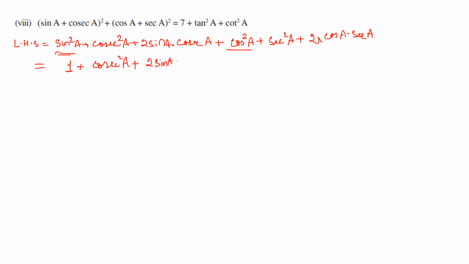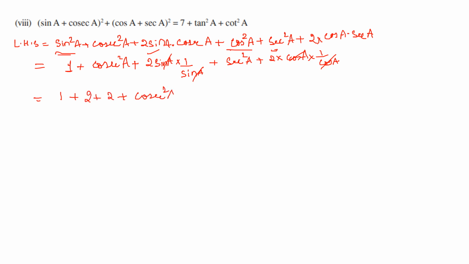So it will become 1 plus cosec square a and 2 sin a cosec a. Sin a cosec a can be written as 1 by sin a, plus sec square a plus 2 into cos a, and again sec a can be written as 1 by cos a. So this cos a cancels, sin a cancels. If you take all the constants, here only 2 is left, here also 2 is left. So it will be 1 plus 2 plus 2 plus cosec square a plus sec square a. So now you have got 1 plus 2, 3, 3 plus 2, 5, 5 plus.